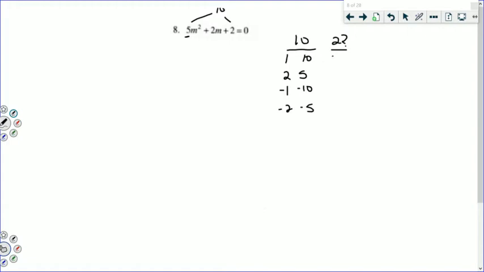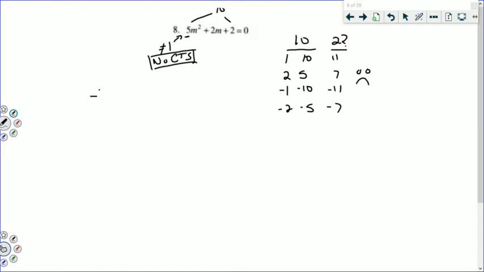So 1 plus 10 is 11, 2 plus 5 is 7, negative 1 plus negative 10 is negative 11, negative 2 plus negative 5 is negative 7. Okay, so it doesn't factor. And we have a middle term, so we can't get m squared equals some number. So now we want to say either completing the square or quadratic formula. Again, this guy is not 1, so no completing the square. Because a is not 1, do not use completing the square.